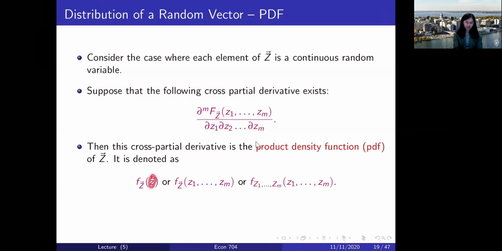Sometimes you write the vector in the function, the vector argument, as the m elements of that vector. Sometimes you write the Z subscript, the vector subscript, as the m elements of that random vector. So these three notations all stand for the same thing.